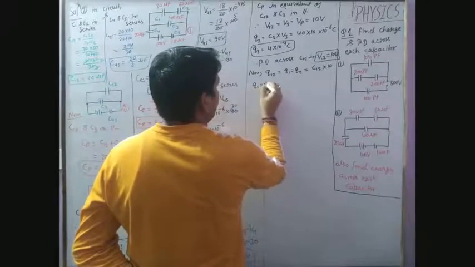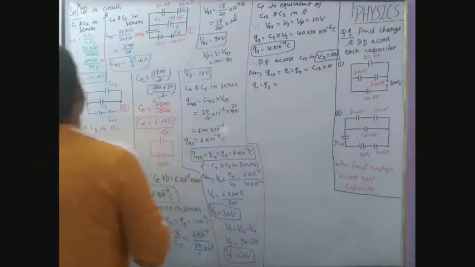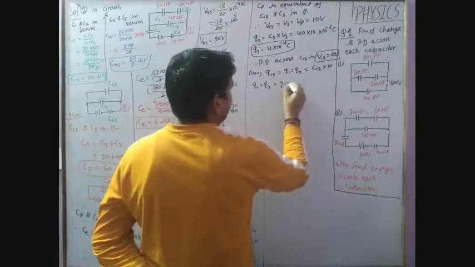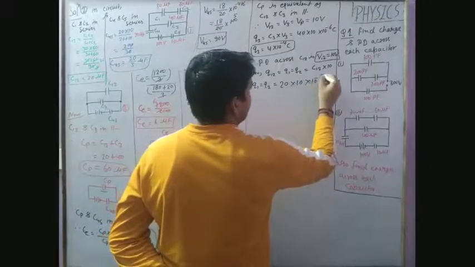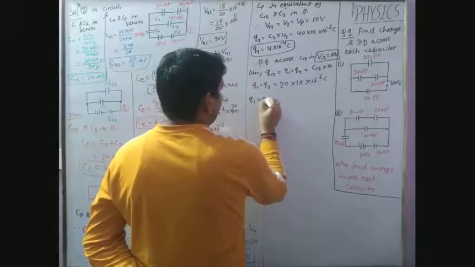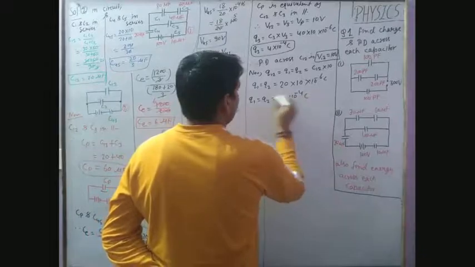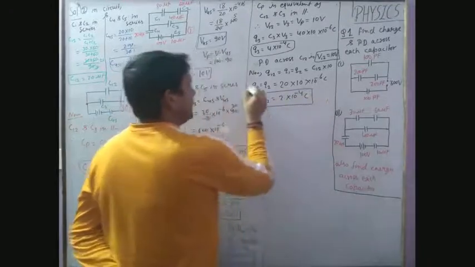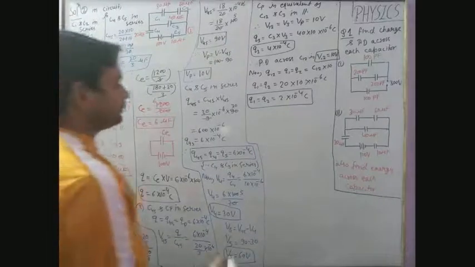Therefore Q1 equal to Q2 equal to C12 into V12, which is 20 into 10 into 10 to the power minus 6 coulomb. This we get Q1 equal to Q2 equal to 2 into 10 to the power minus 4 coulomb. This is the charge across the two.